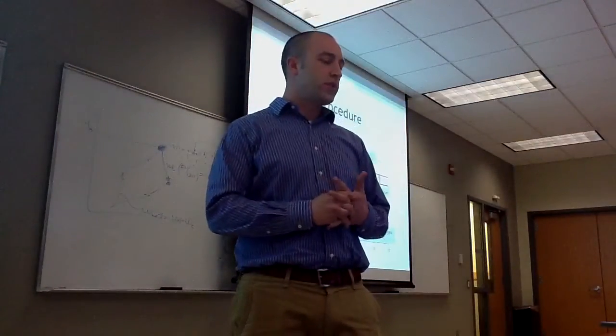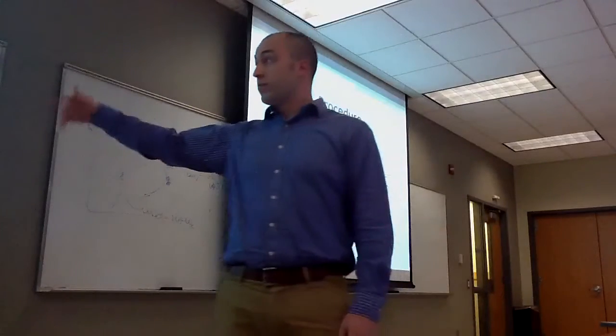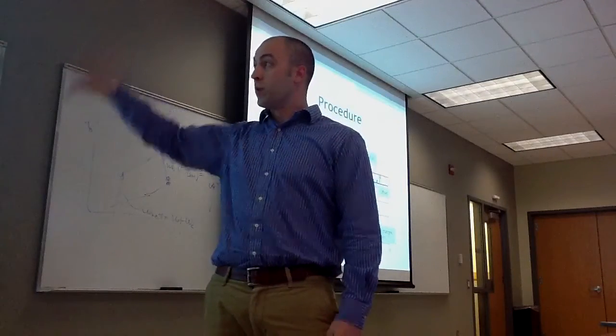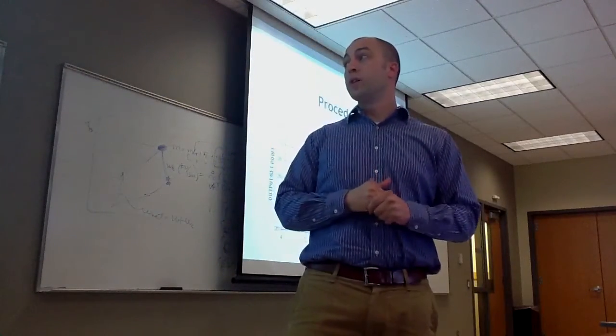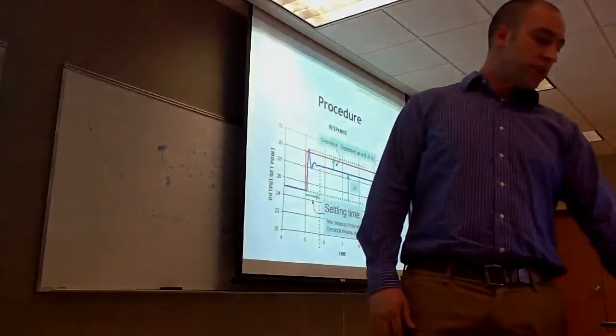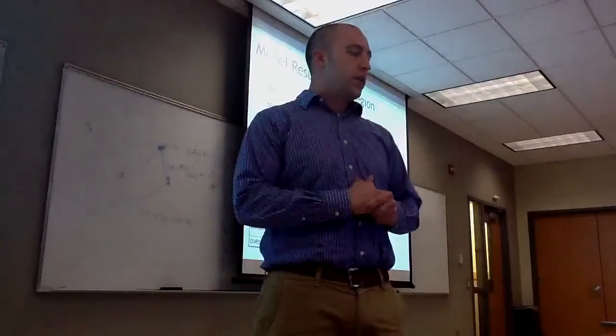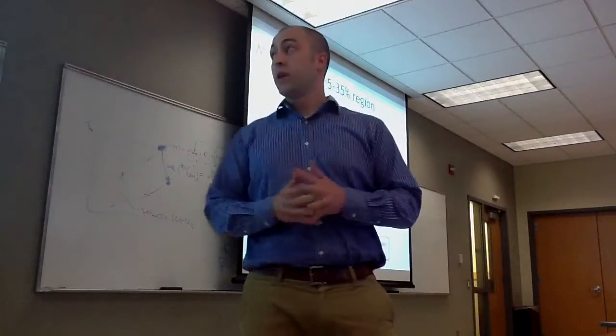Here's the procedure we use to analyze the graphs. You see the offset is from the blue line to the red line. The overshoot is from the blue line to the highest peak of the blue line, and then settling time and the change in the output. Here's the critically damped graph from the model.